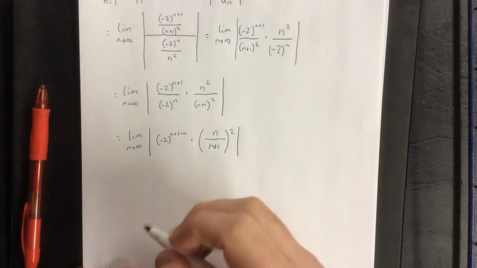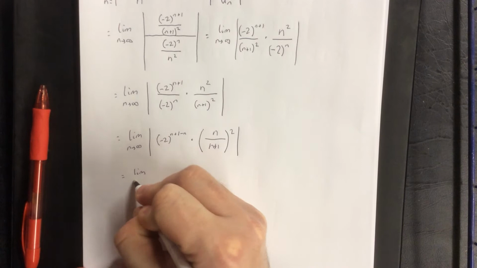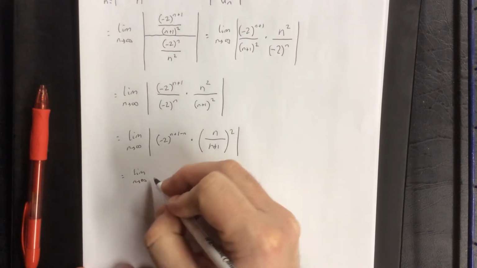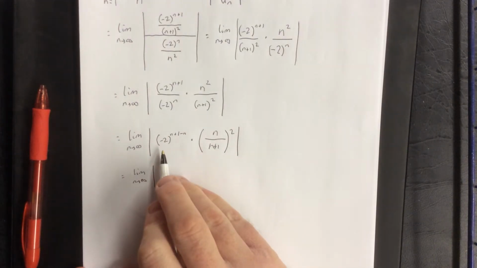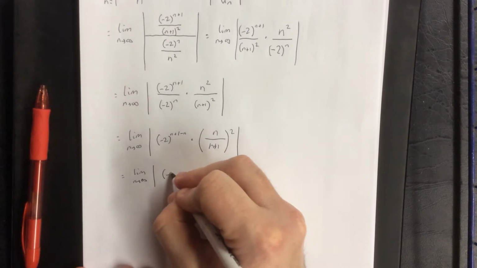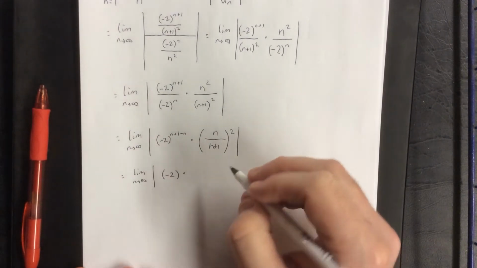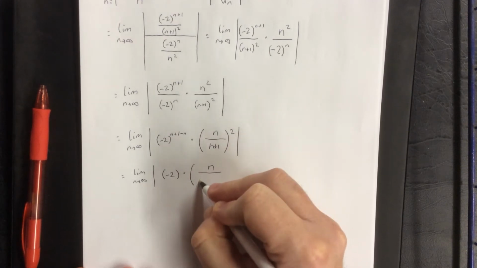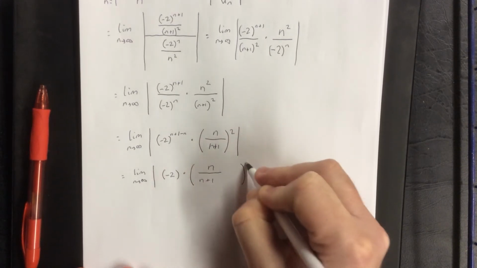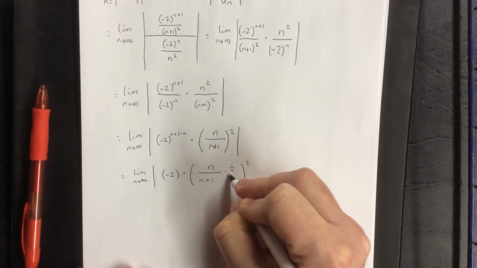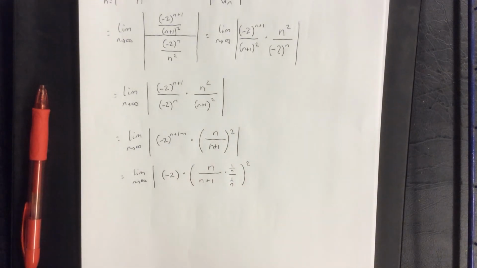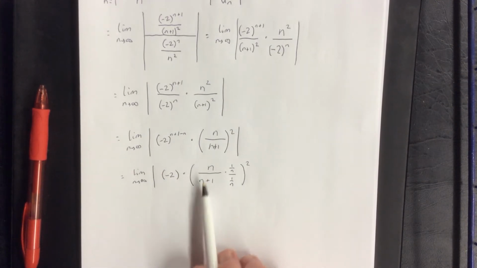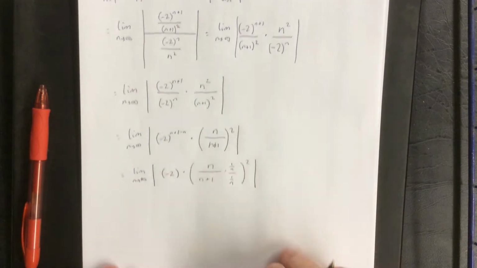Now for the first part, we have the limit as n goes to infinity of negative 2 raised to the first power. And then in here, I'm going to perform an algebraic manipulation inside of the parentheses. The manipulation is to divide top and bottom by n. I recognize that as n goes out to infinity, this is going to wind up being infinity over infinity, so either L'Hopital's rule or an algebraic manipulation is going to be the way to go.